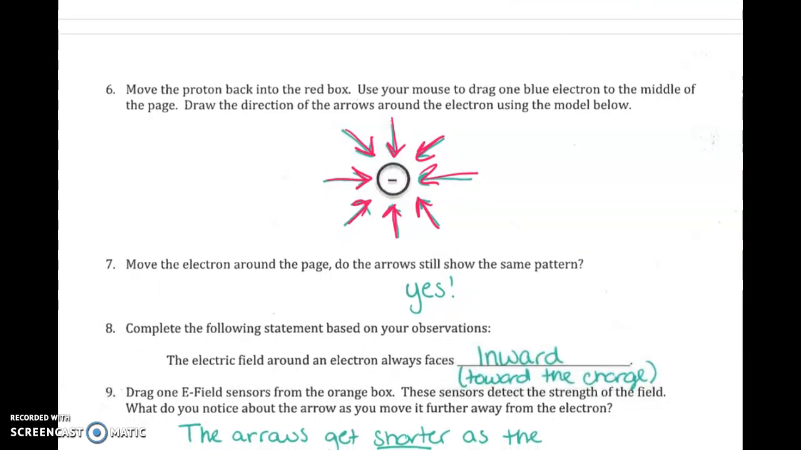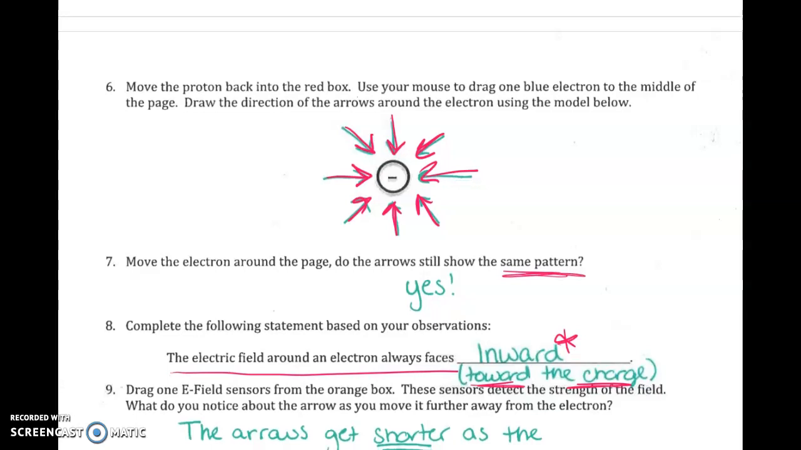Same thing though with negative fields. If you were to move around your negative charge, you would always see the same inward field. So the electric field around an electron always faces inward, towards the charge. So that's the basics of positive charges and negative charges on their own.